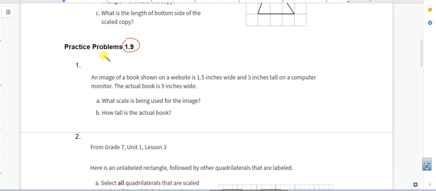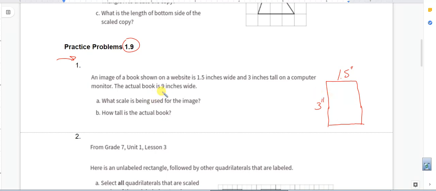We've hit into 1.9 now. We're looking at number 1, and we've got this image of a book that's shown on a website. So you're looking at a website, and you notice that there is an image on the website, and its measurements are as follows. We've got 1.5 by 3 inches tall, so it's twice as tall as it is wide. So we've got 1.5 inches wide and 3 inches tall on the computer screen, and it's an image of a book. Okay, so maybe somebody's on Amazon checking it out.